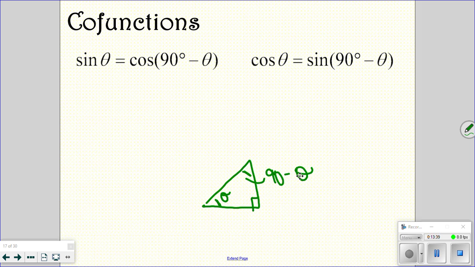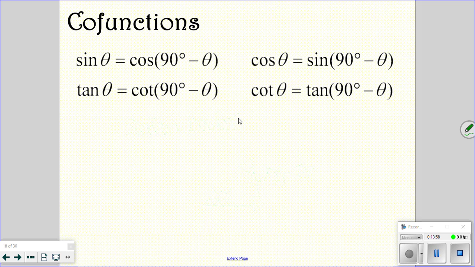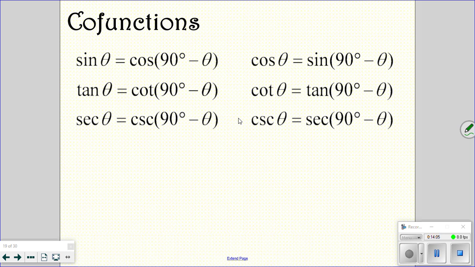So the sine of theta is equal to the cosine of 90 minus theta. I don't know if you've noticed, hopefully you have, the sine of 30 equals the cosine of 90 minus 30, which is 60. Same thing with cosine of theta equals sine of 90 minus theta. Likewise, tangent and cotangent would be your cofunctions if you do the 90 minus theta, and then secant and cosecant. So that's how the cofunctions work. And you need to know those so that you can use them sometimes.